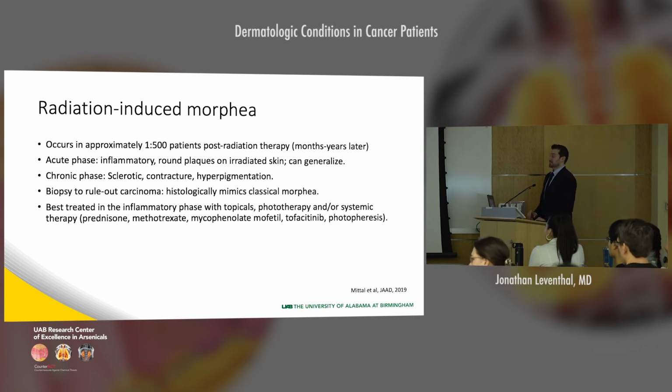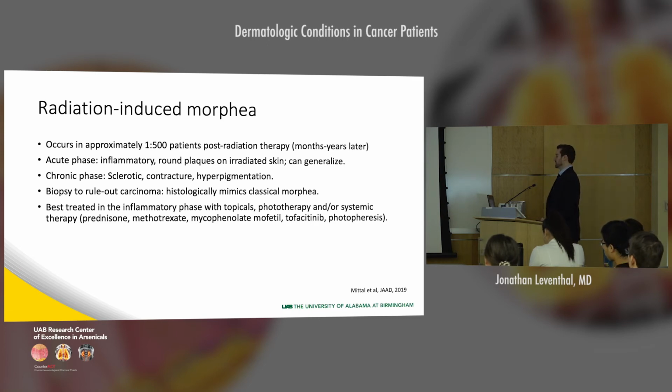And so, like typical morphea, there's really an acute phase where you get inflammation, often with this violaceous lilac halo. They're often round plaques. But I do want you to know that it's not always localized to the areas of radiation. I've seen plenty of these cases generalize throughout the body, even though they start in an area of radiation. Then the chronic phase, like regular morphea, often more sclerotic with hyperpigmentation. I'd recommend biopsying all of these patients to rule out breast cancer and to confirm your diagnosis. The histopathology of radiation-induced morphea is pretty much the same as classical morphea.